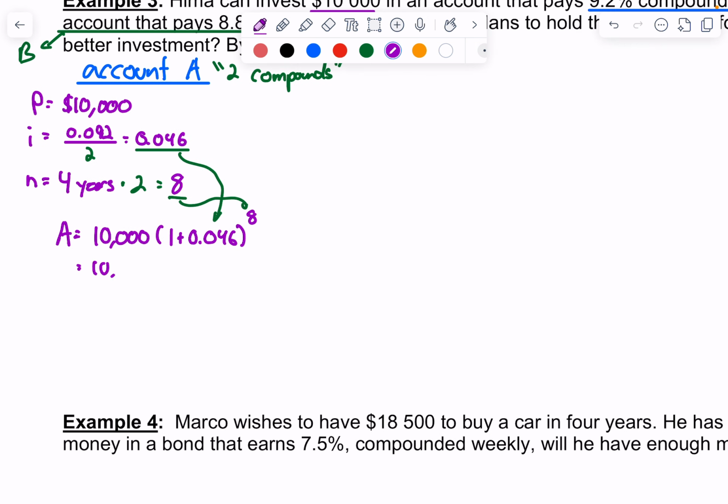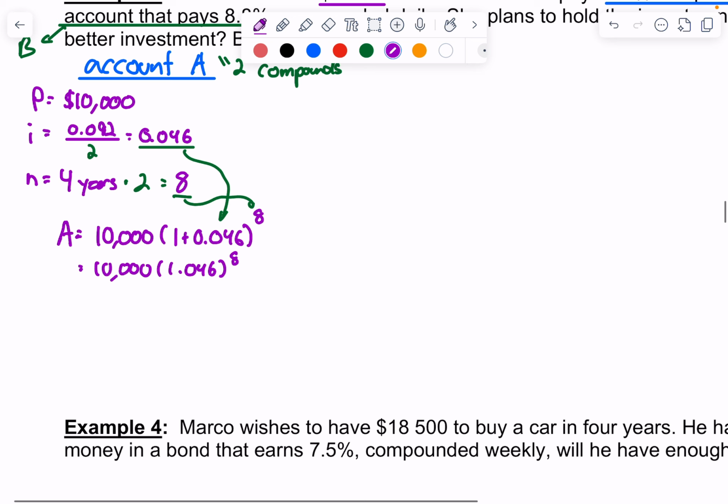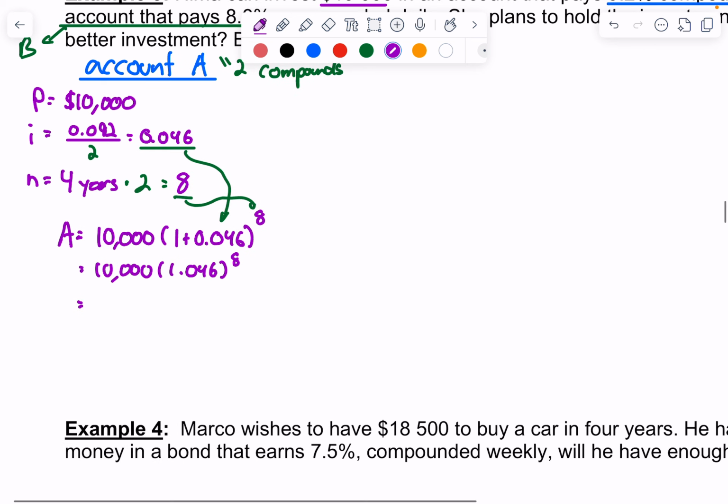So we have 10,000 times 1.046 to the power of 8. Now just plug it in your calculator: 1.046 to the power of 8, and times it by 10,000. So if we had an interest rate of 9.2% compounded semi-annually, we would make $14,330.24.